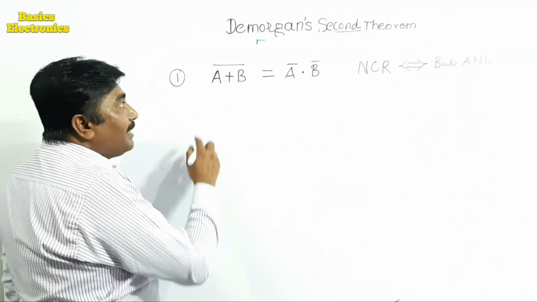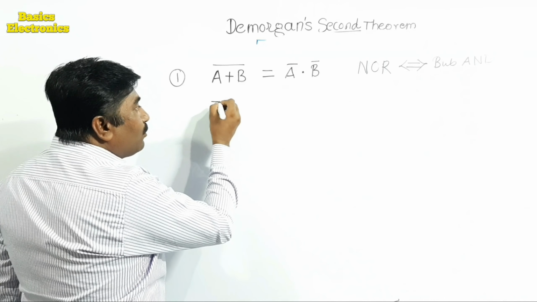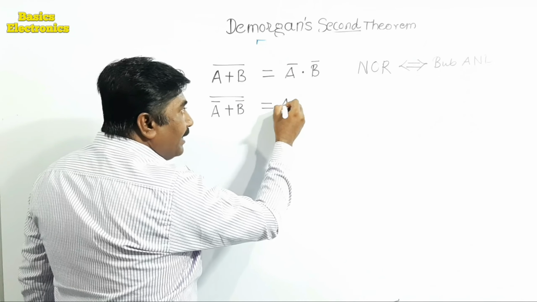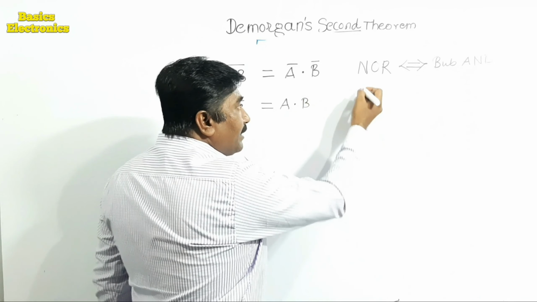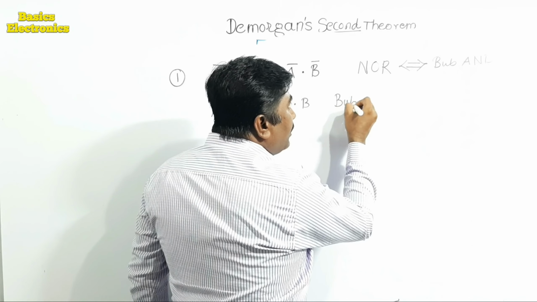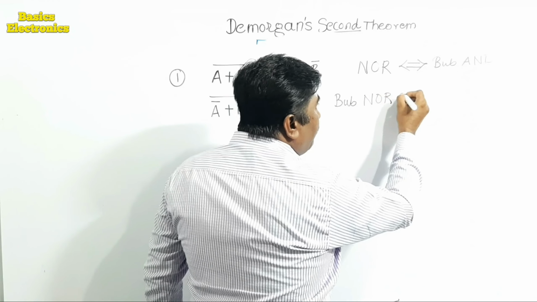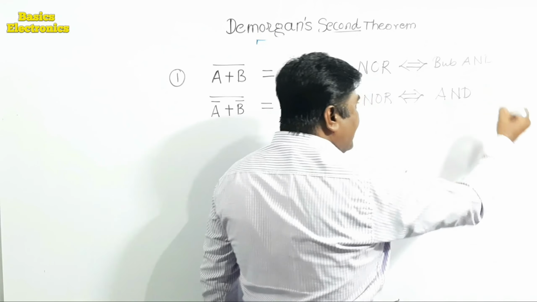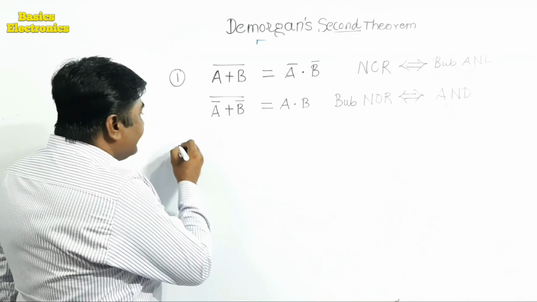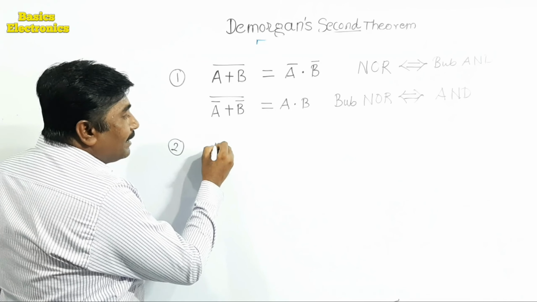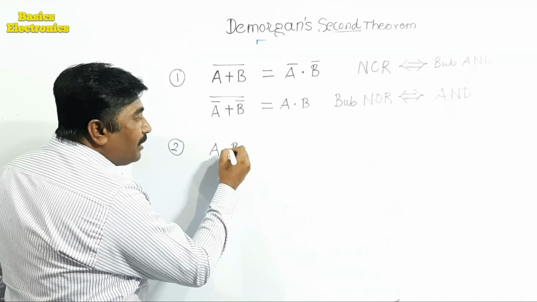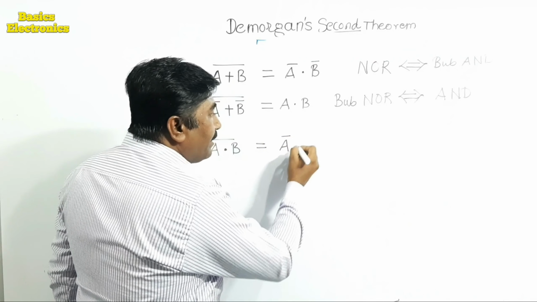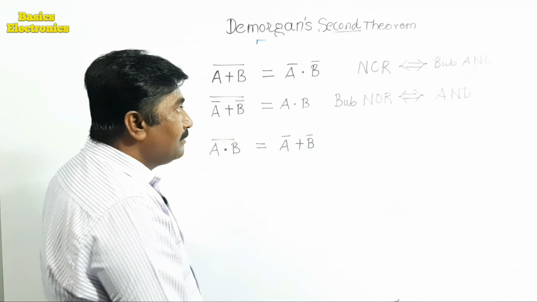If the inverted inputs we apply, then it should be complement of A complement plus B complement, and then it should be A dot B. It means the bubble NOR is equivalent to the AND gate. Then the second theorem is there. The second theorem is complement of A dot B equals A complement plus B complement.